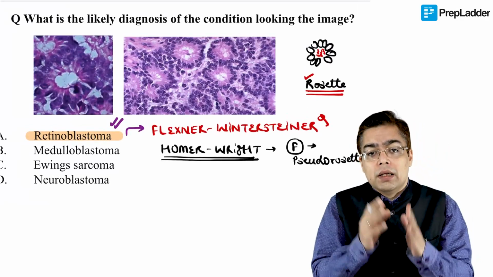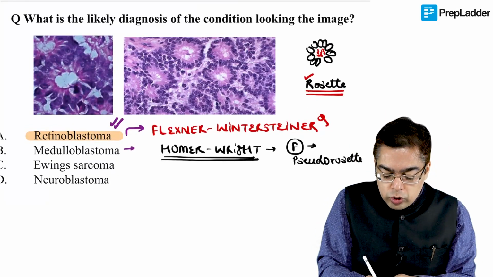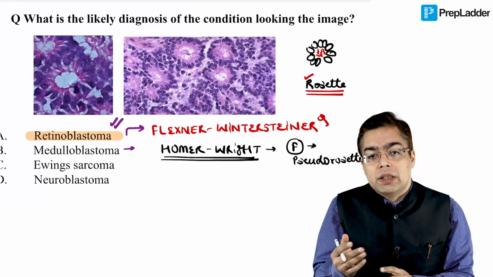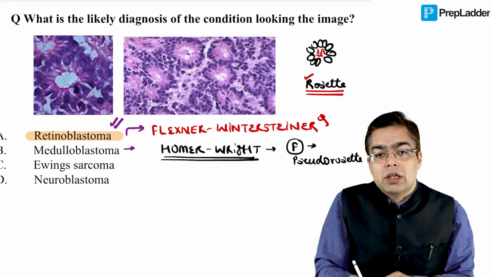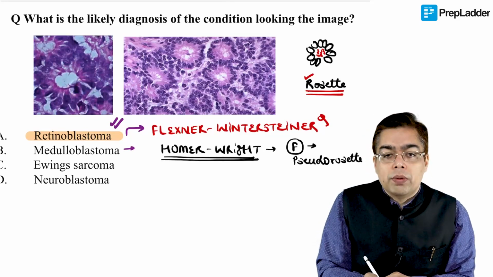Please remember that, uncommonly, the Flexner-Wintersteiner rosette can also be seen in a patient suffering from medulloblastoma. Why do I want you to remember that point? God forbid they give you a question in the exam in which retinoblastoma is not given as an option for the Flexner-Wintersteiner rosette, then the next answer that you can tick in the exam happens to be something like medulloblastoma.